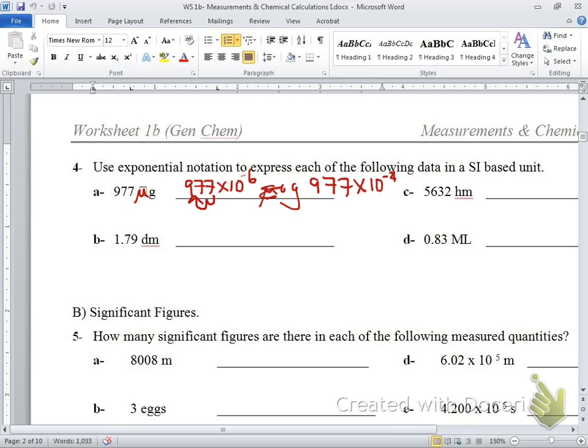Okay, 1.79 decimeters. So I'll do that one. Well, I'll start it. 1.79 decimeters. What is deci? That's 10 to the minus 1. Yeah, 10 to the minus 1. So I would say times 10 to the minus 1 meters. Sorry, I had to find it again.